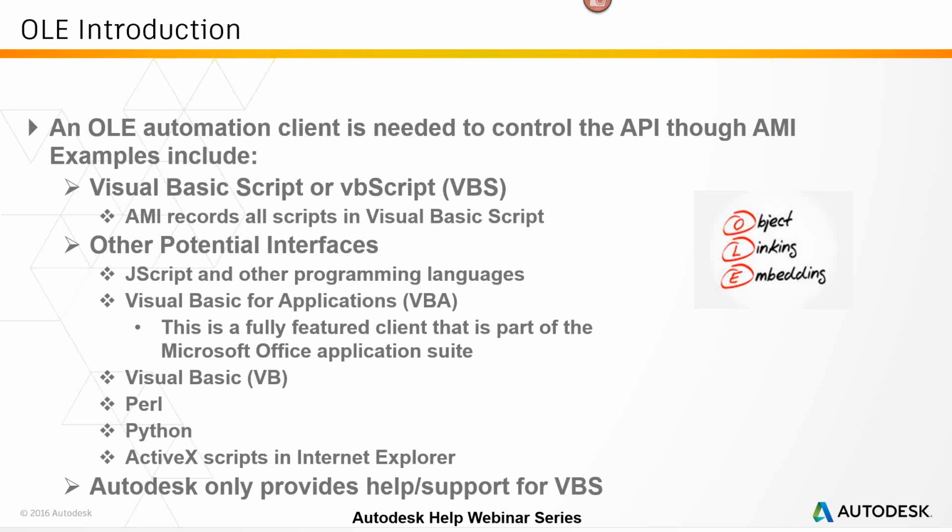But that can be utilized. And it just so happens that Microsoft Office has that fully embedded in its Office products. You can use straight VB, Visual Basic. You can use Perl, Python. Python in particular is one of the more popular open source codes. You can use ActiveX scripts. So there's a lot of different formats that you can use for an OLE automation client.